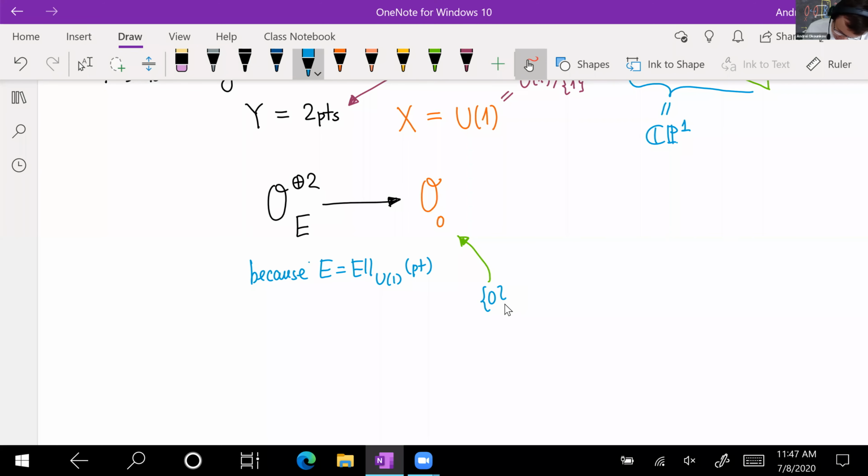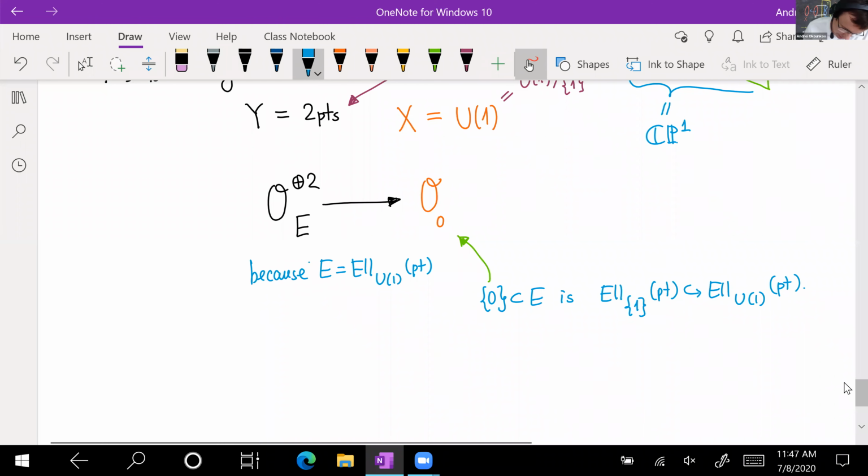The zero set inside E is the elliptic cohomology of a trivial group of a point sitting inside the elliptic cohomology of U1 of a point. Okay. And now what are these maps? Here I have functions, and this is just the value at zero.